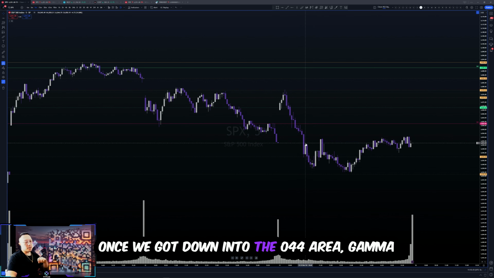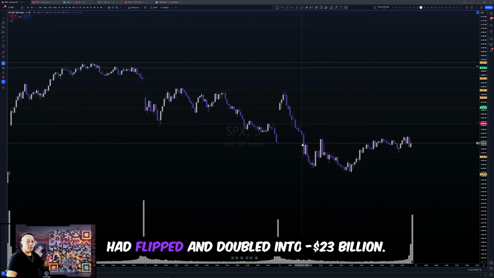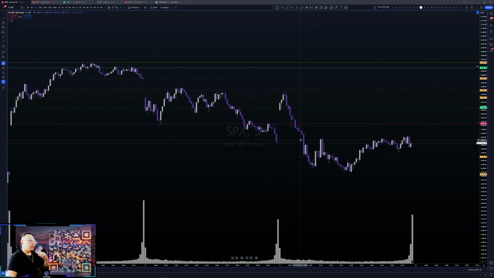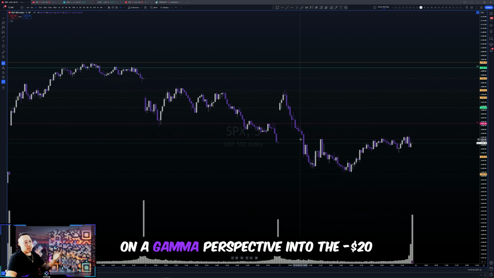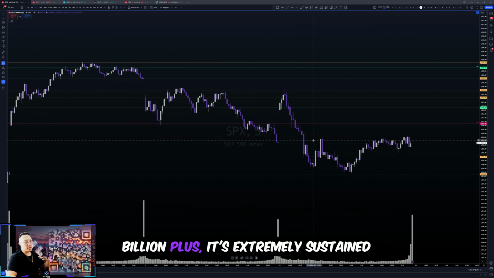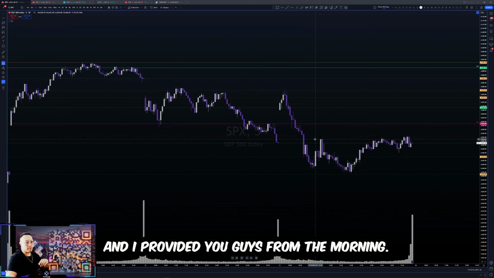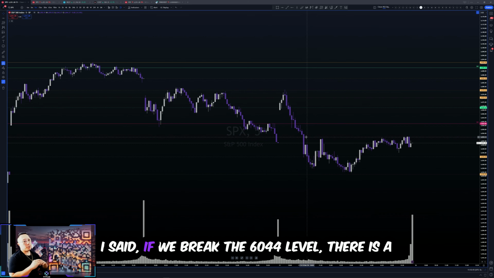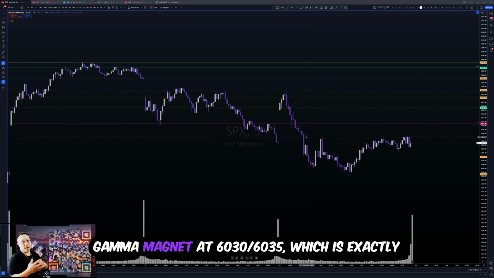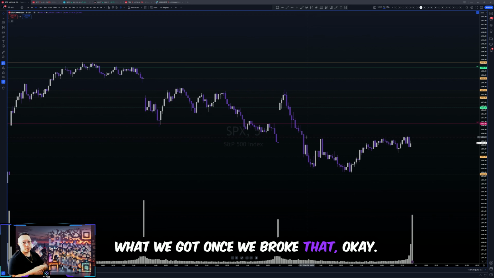Once we got down into the 60-50, 60-44 area, gamma had flipped and doubled into negative 23 billion. Normally, when you see that happen on a gamma perspective into the 20 billion plus, it's extremely sustained and extremely strong. And you can just continue shorting every single bounce. Okay. And I provided you guys from the morning, I said if we break the 60-44 level, there is a gamma magnet at 60-30, 60-35, which is exactly what we got once we broke that.